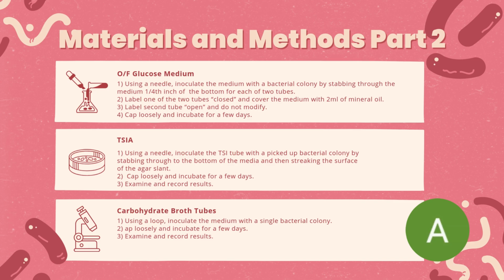For the triple sugar iron agar test, we will be using a needle to inoculate the TSI tube with a picked up bacterial colony by stabbing through to the bottom of the medium and then streaking the surface of the agar slant. Secondly, we will cap loosely and incubate for a few days. The last step will be to examine and record results.